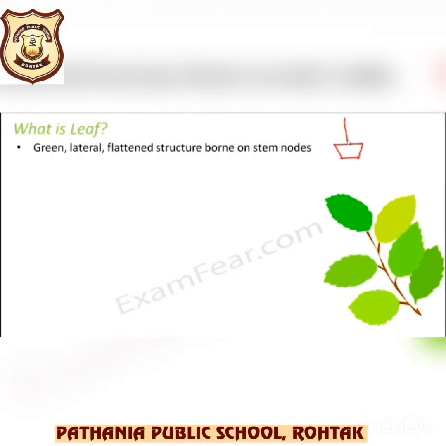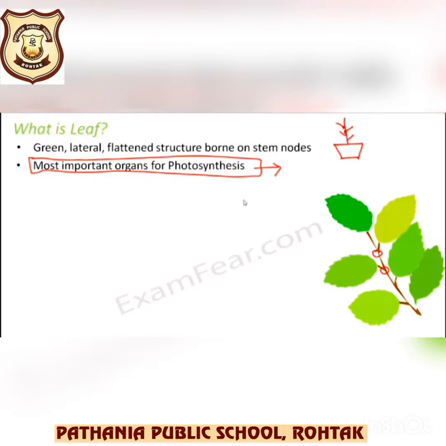So what is a leaf? A leaf is a thin, broad, or you can say flat and green part of a plant which is attached to the stem, as you can see, right? Stem node. So a plant has a large number of leaves, and leaves of different plants have different shapes and sizes, but all of them have the same basic structure. All right, I hope this is clear. The leaf is the most important organ for photosynthesis, right?